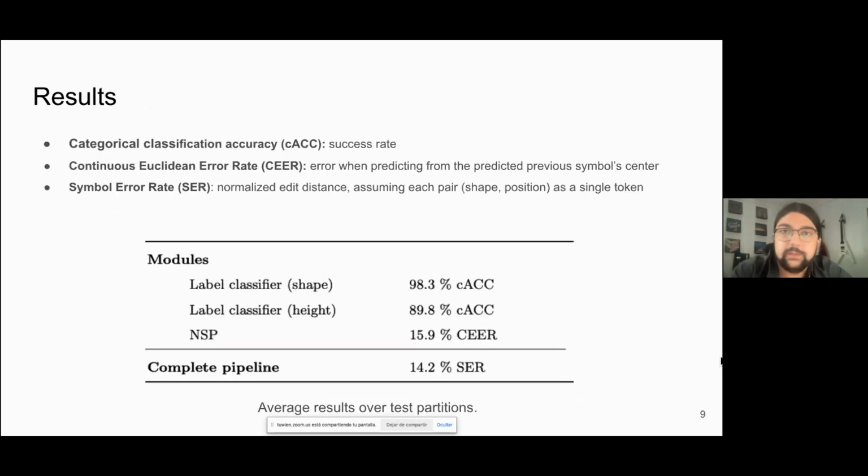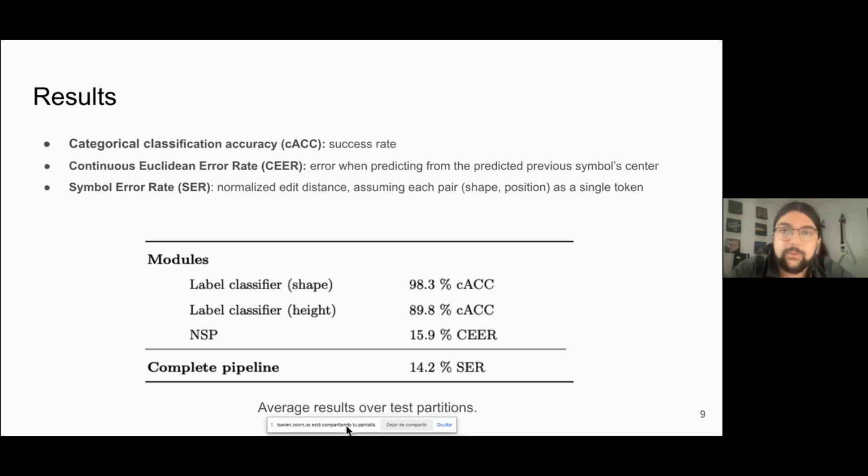For evaluating the results of the experiments, we used the categorical classification accuracy, which is basically the success rate. We use this metric for evaluating the classifiers, both shape and height. On the other hand, we use the continuous Euclidean error for evaluating the error of the next symbol prediction module. This metric measures the error of the predicted position with respect to the previous position.